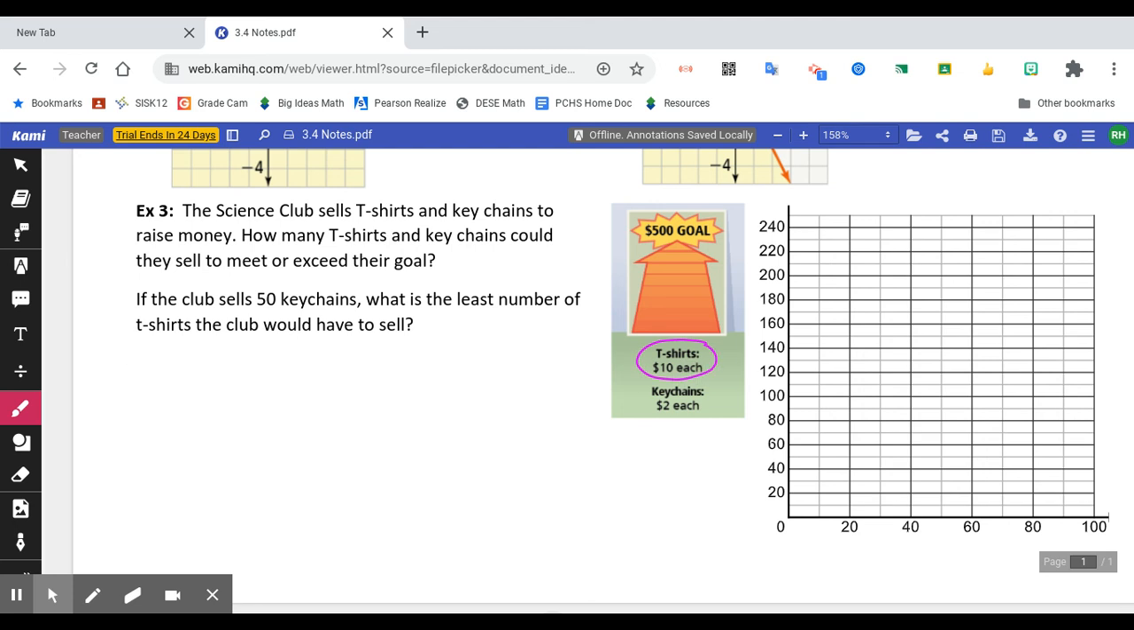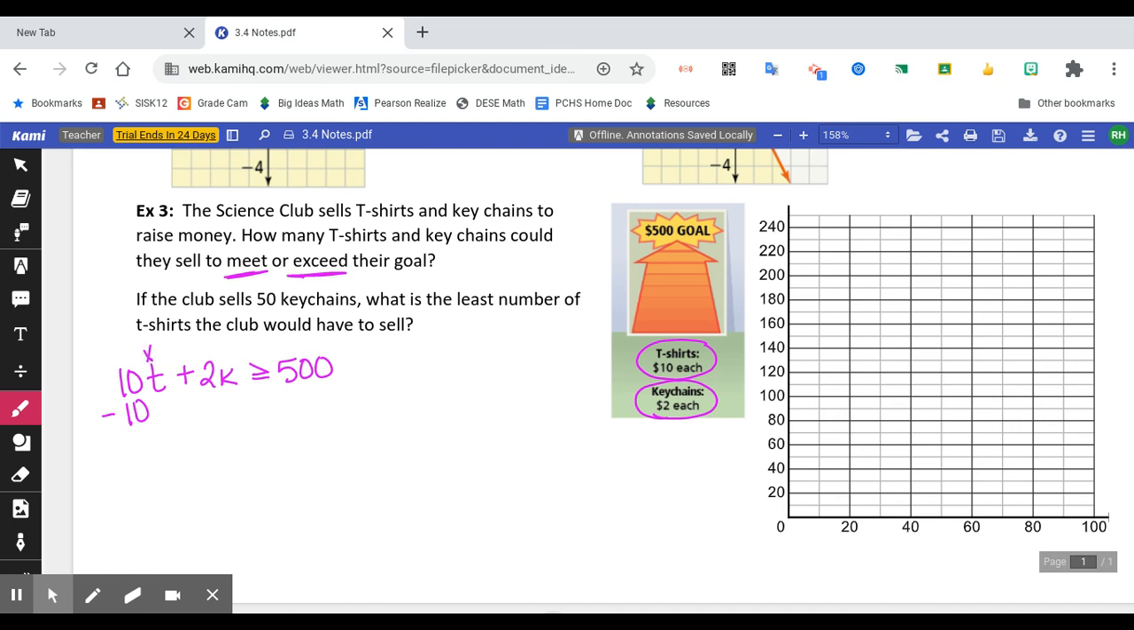T-shirts are $10 each, so 10T. Keychains are $2 each, so plus 2K. And we want it to meet or exceed their goal. So greater than or equal to $500. All right, well, in order to graph it, we need to rewrite it. So I'm going to subtract my 10.